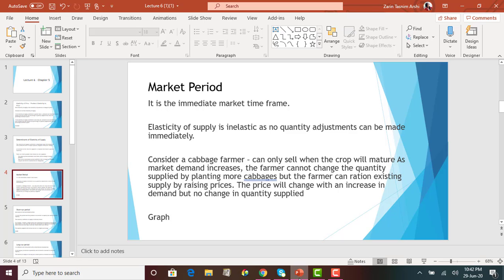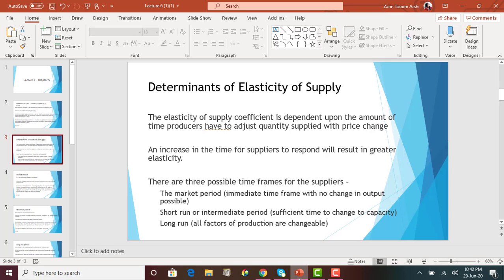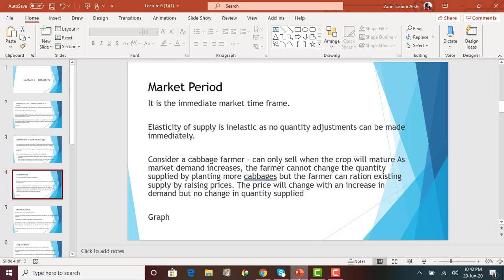Now we're going to go into details about each of these time periods to see how it affects the price elasticity of supply, because the main determinant is the amount of time needed for producers to adjust their output to changes in prices, right? We divide that time into 3 parts: the market period, the short run, and the long run. So what is the market period again? It is the immediate market time frame. If the price changes today, how will producers react tomorrow?